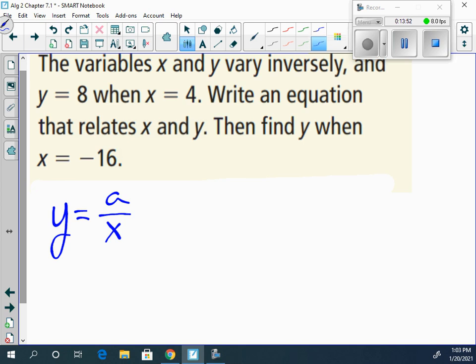And we're not going to do any of these with direct variation. We're just going to stick with inverse for these here. The variables x and y vary inversely, and y equals 8 when x equals 4. Write an equation that relates x and y, then find y when x equals negative 16. So that's the first thing we need to find. Well, I need to find the value of a. And we can do that by setting what up?